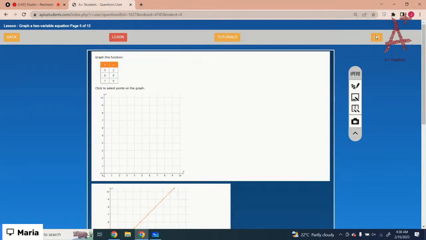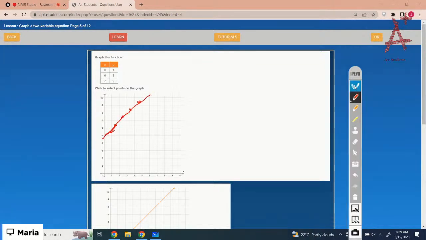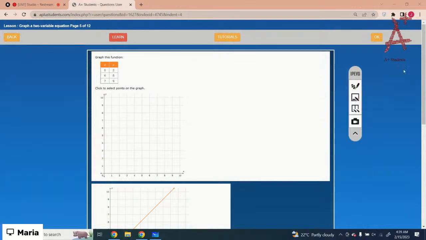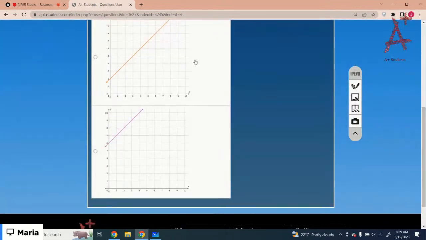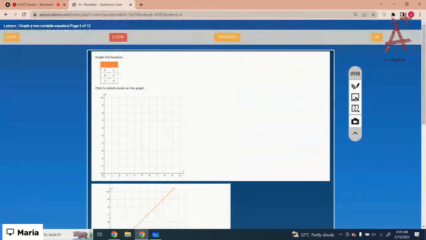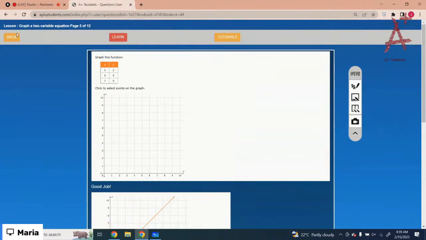Okay, the next one is 0, 2, 6, 8, 7, 9. Okay, just plot the points. X is 0, y is 2. X is 6, y is 8. X is 7, y is 9. Just join these points and make a straight line. Got it? Which is the correct option? The first option is the correct one. Got it?